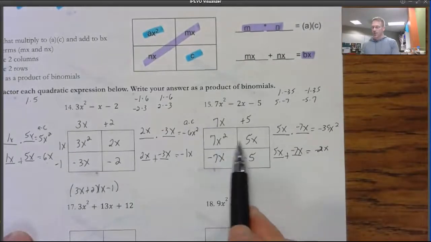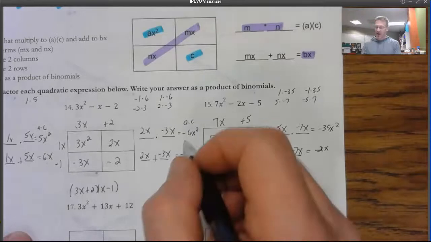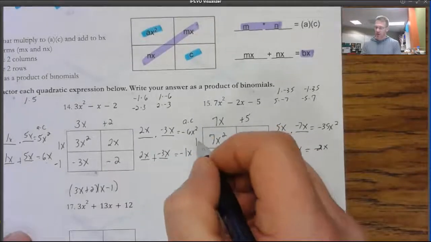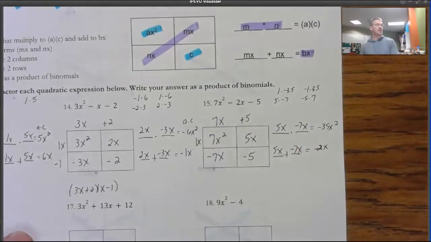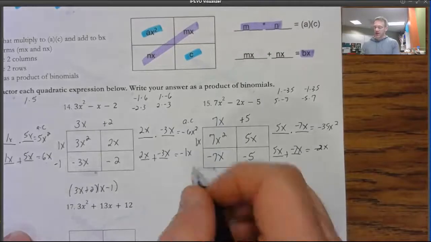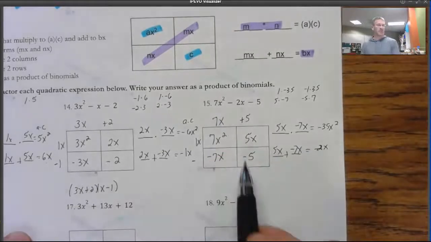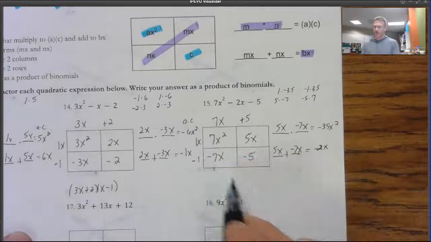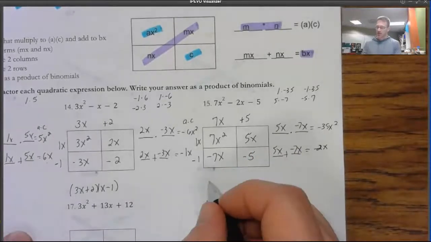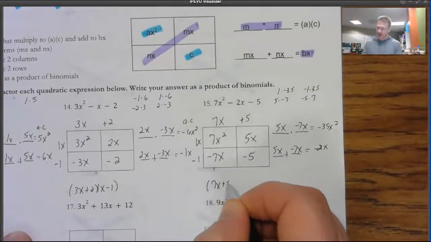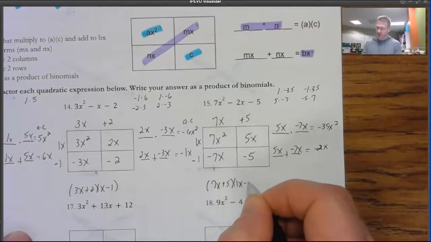When I look at my first row here, the biggest number that goes into 7 and 5 is 1. They both share one x, so I can take out one x. Same thing here: I can take out a negative, and the biggest number that goes into 7 and 5 is 1. They don't share any x's, so that's it. So that means I started with 7x plus 5 and x minus 1.